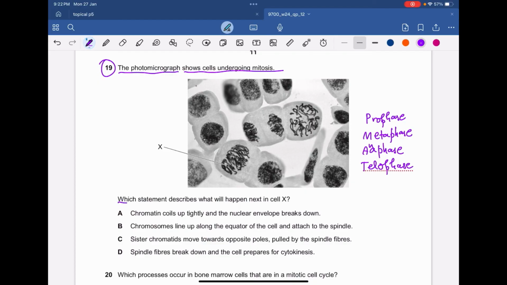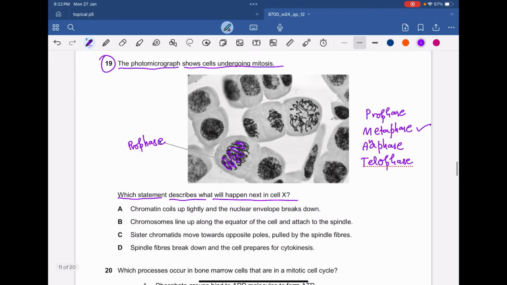They are over here saying that which statement describes what will happen next in cell X. Alright, so basically over here I believe that this is basically where the chromatin threads are there and they are being condensed. So I believe this is a prophase stage of the cell, and next will come the metaphase. I believe that this is a prophase.